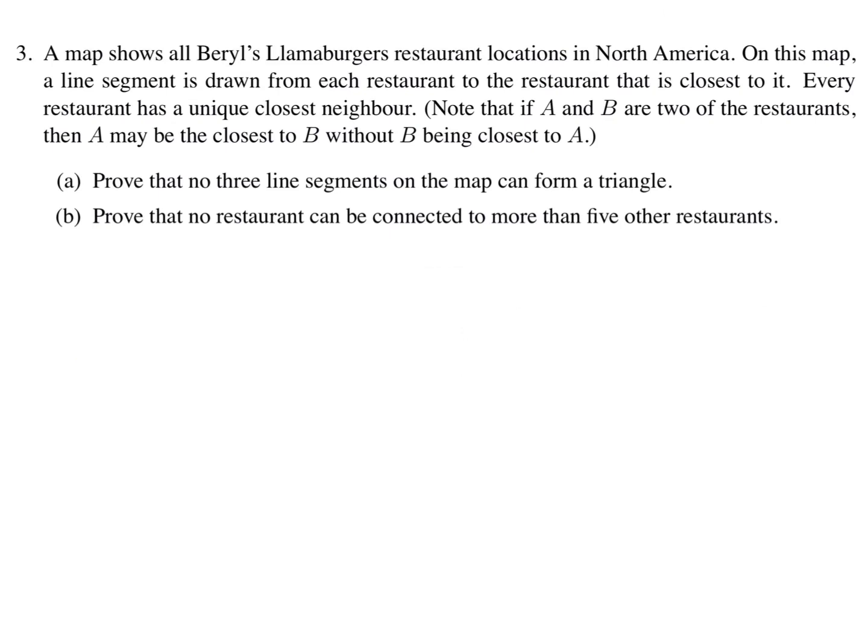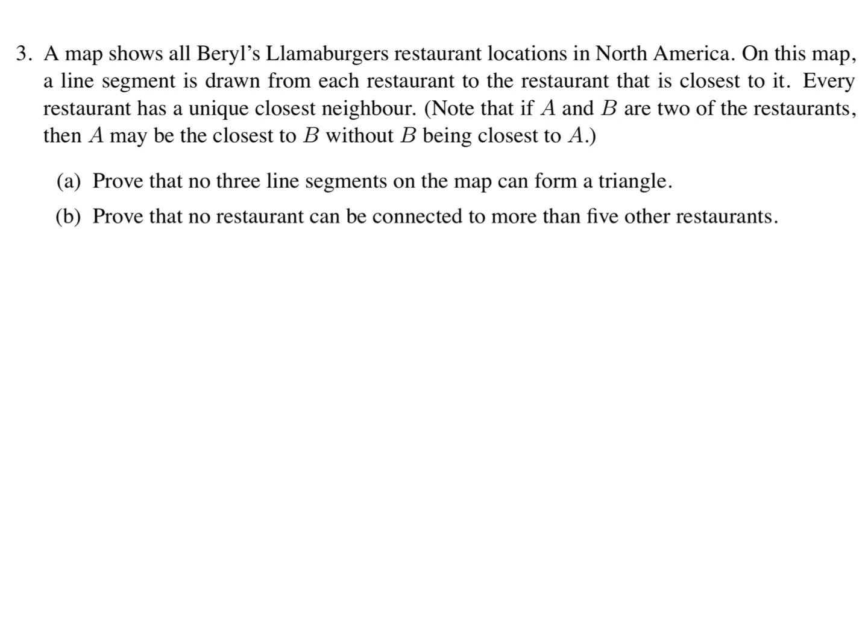A map shows all Barrels Llama Burgers restaurant locations in North America. On this map, a line segment is drawn from each restaurant to the restaurant that is closest to it. Every restaurant has a unique closest neighbor. Note that if A and B are two of the restaurants, then A may be the closest to B, but without B being the closest to A. Prove that no three line segments on the map can form a triangle.